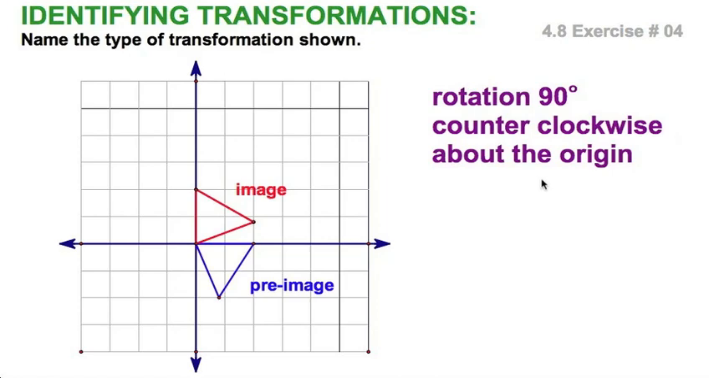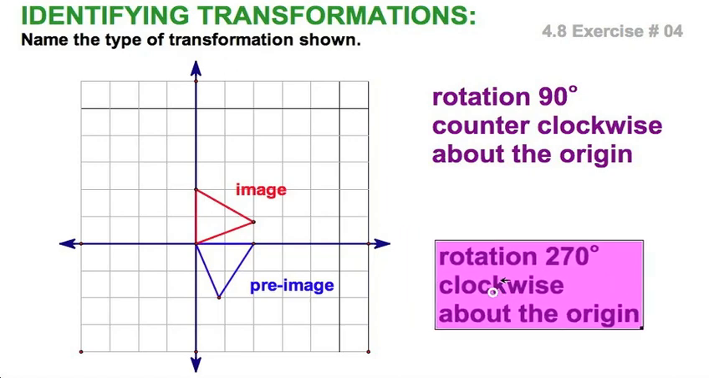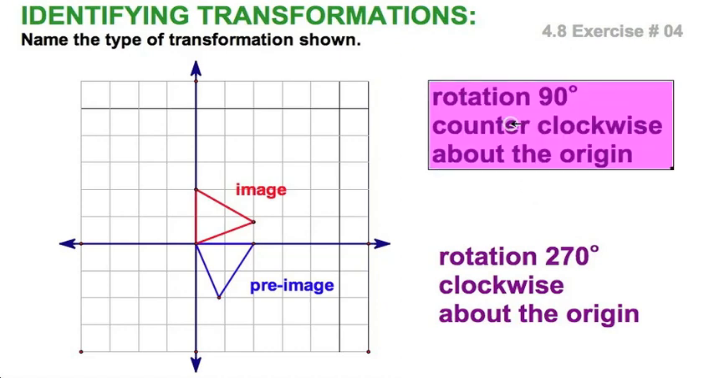I know some of you are saying, is there another way to do it? Of course there is. There's always the short way, and there's always the long way. I could rotate the other direction, and I'm sure you've figured out by now that that is a 270-degree clockwise rotation about the origin. If you had to pick one, it's a little easier to see that. I would go with this one, 90 degrees counterclockwise.